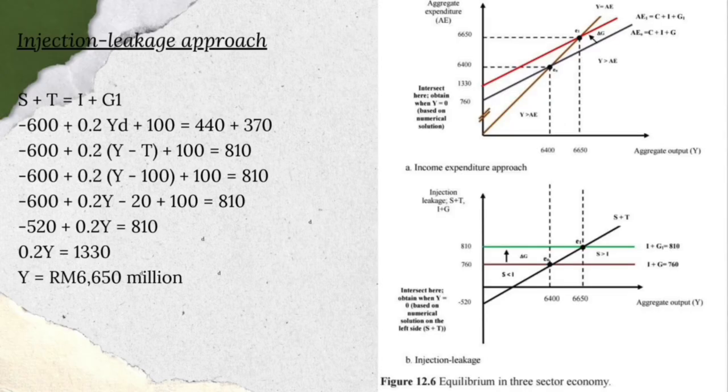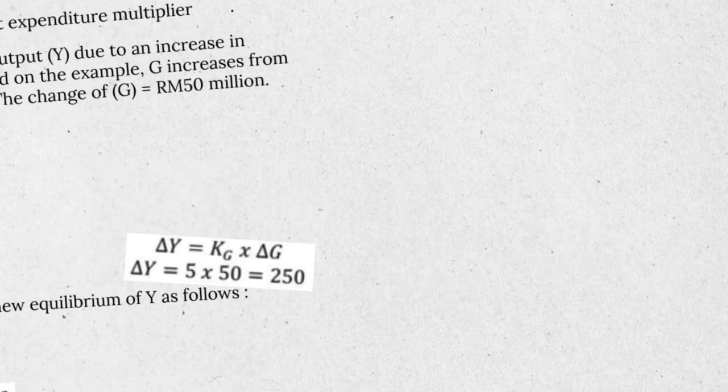For the previous one, we were using the income expenditure approach. So now we are using the injection leakage approach. For a three-sector economy, it is S plus T equals I plus G. The solution is based on the example.